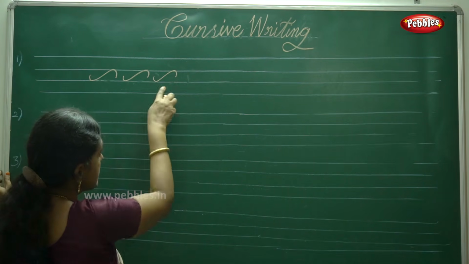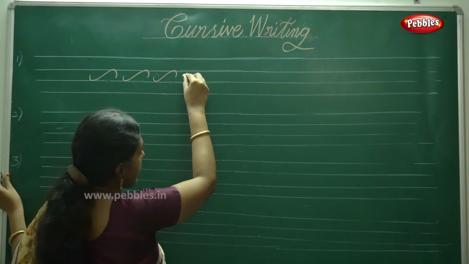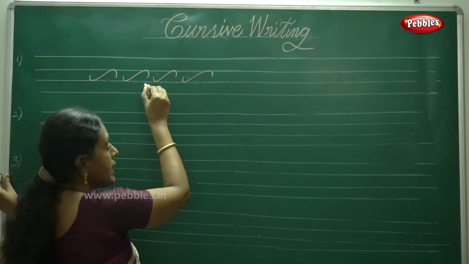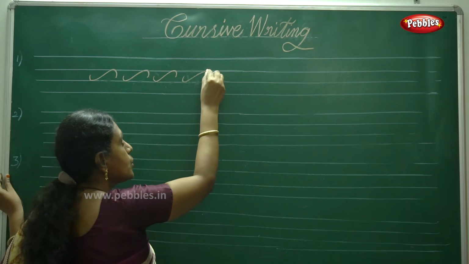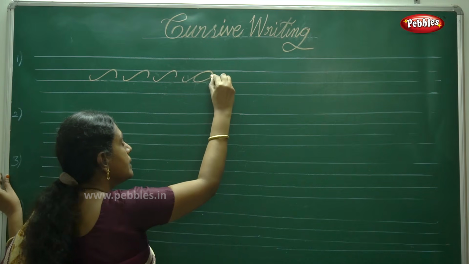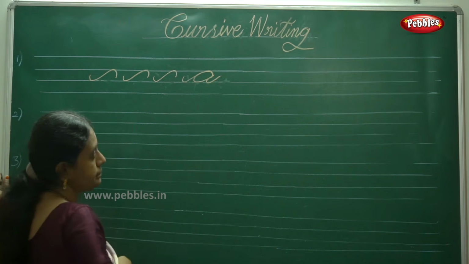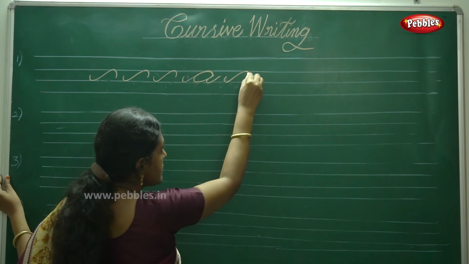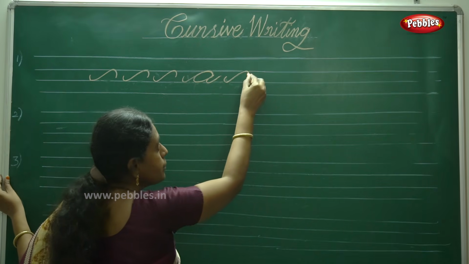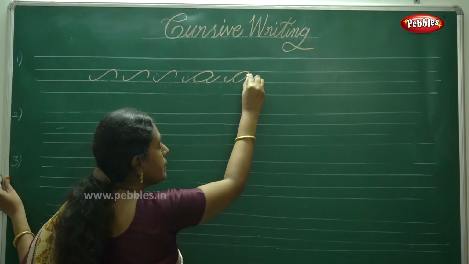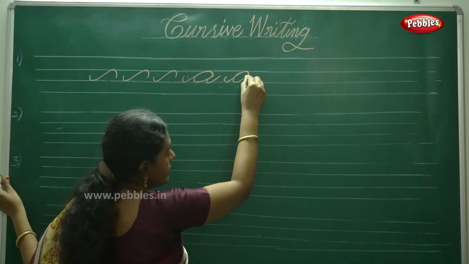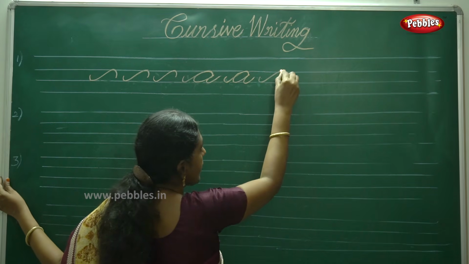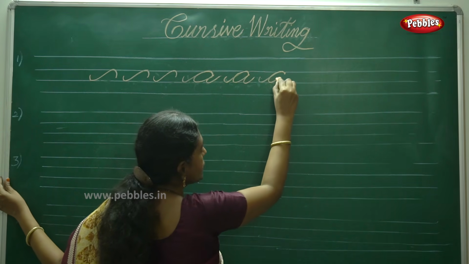Okay, from this stroke we have to write A. So first you put the basic stroke, again you have to draw one oval shape, then complete the alphabet A. Okay, once again draw the basic stroke, it's similar to that of S. Again you put one oval shape, okay, then complete the A. Now while you write any alphabet, don't take out your hand.